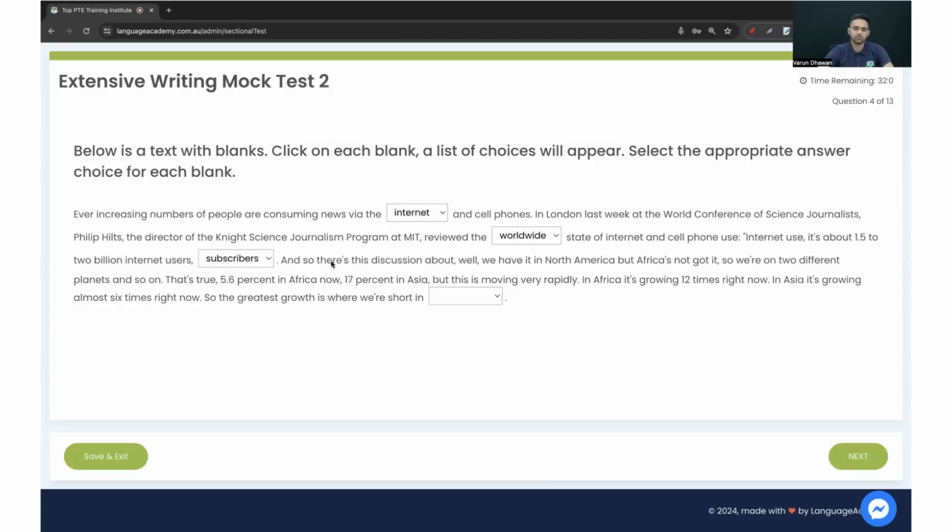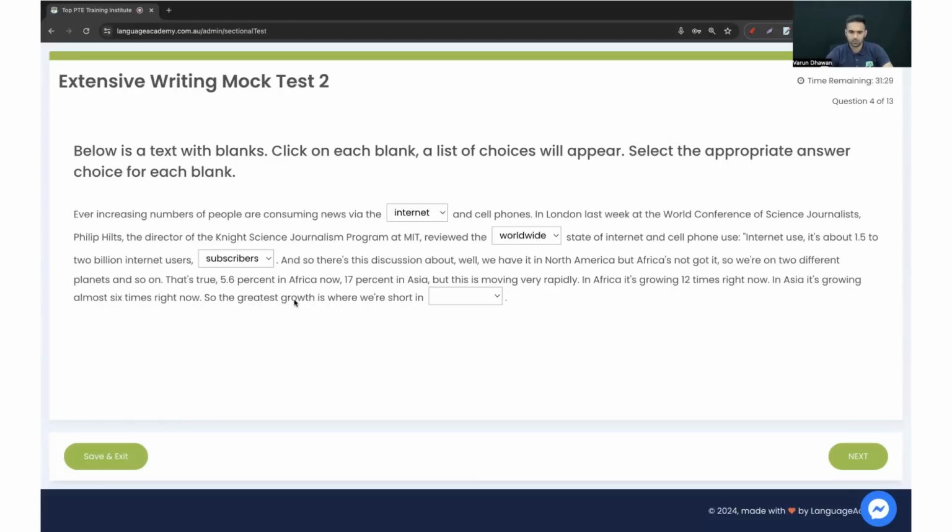And so there's this discussion about, well, we have it in North America, but Africa's not got it. So in North America we have got internet, Africa's not got it. So we were on two different planets and so on. That's true. 5.6% in Africa now, 17% in Asia. Let's say people are using internet in Africa 5.6%, 17% in Asia, but this is growing at a very high speed. In Africa, it's growing 12 times right now. In Asia, it's growing almost 6 times right now.